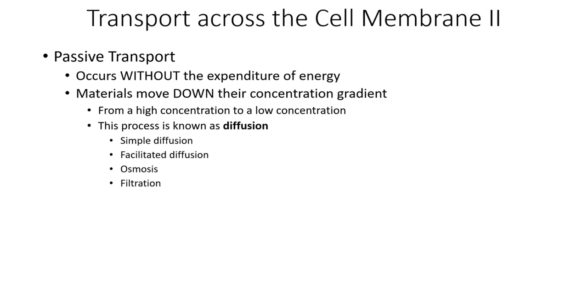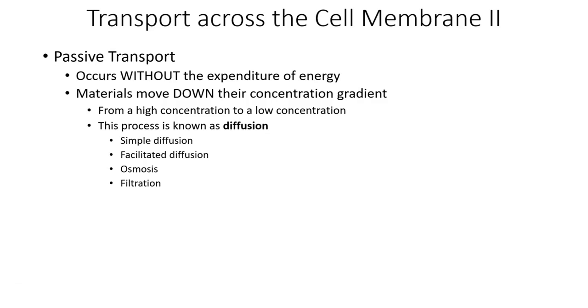And this occurs because these materials are going to move down their concentration gradient, which means that the substances are going to move from an area of high concentration where there's a lot of those particles, into an area of low concentration where there are fewer particles like that, and it's going to keep up that movement until there's roughly equal concentrations of the substances on the two different sides of that membrane.